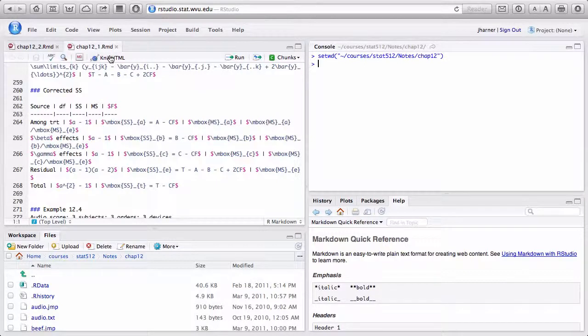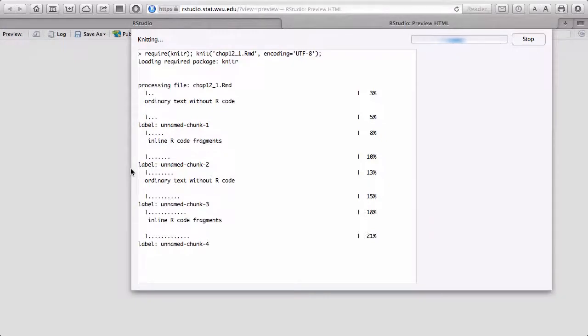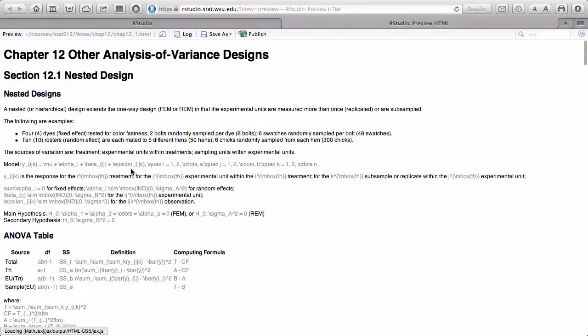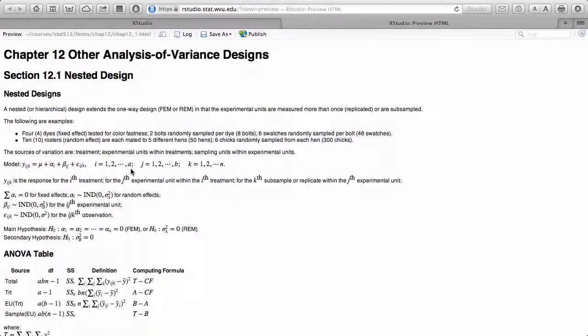Okay, let's knit this. Now we've covered a lot of this. I'm just going to go back and review it, and then we'll go into section 2 and 3.